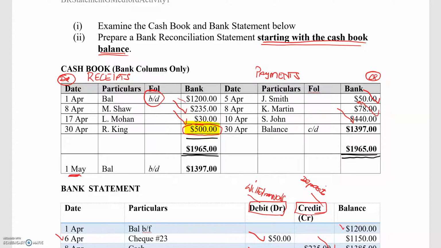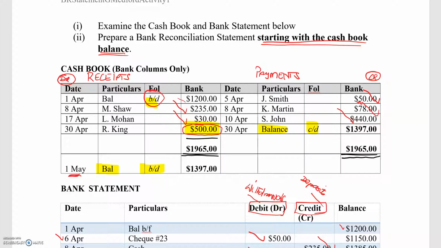So let's pick up where we left off. We are told to prepare a bank reconciliation statement starting with the cash book balance. But there are three balances shown here. Which balance then do we start with?